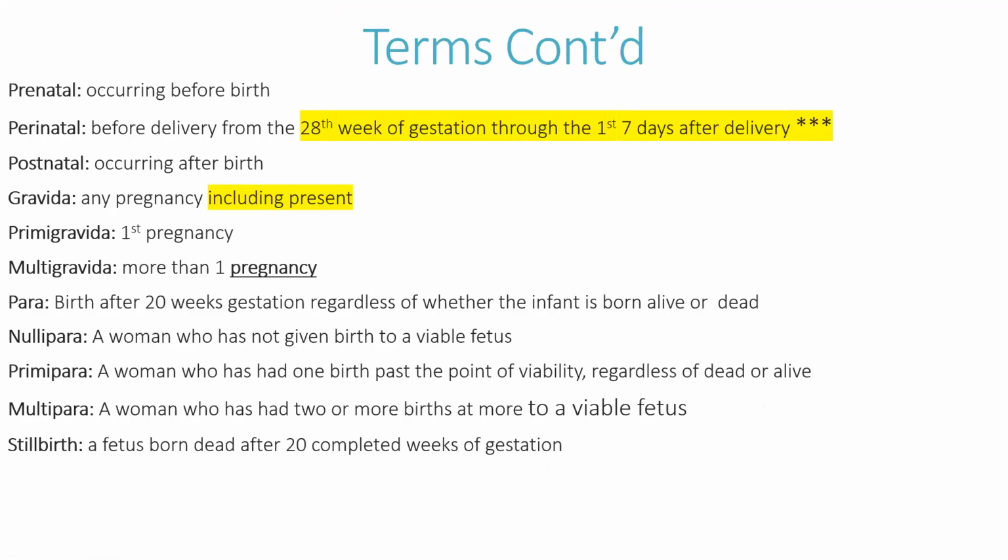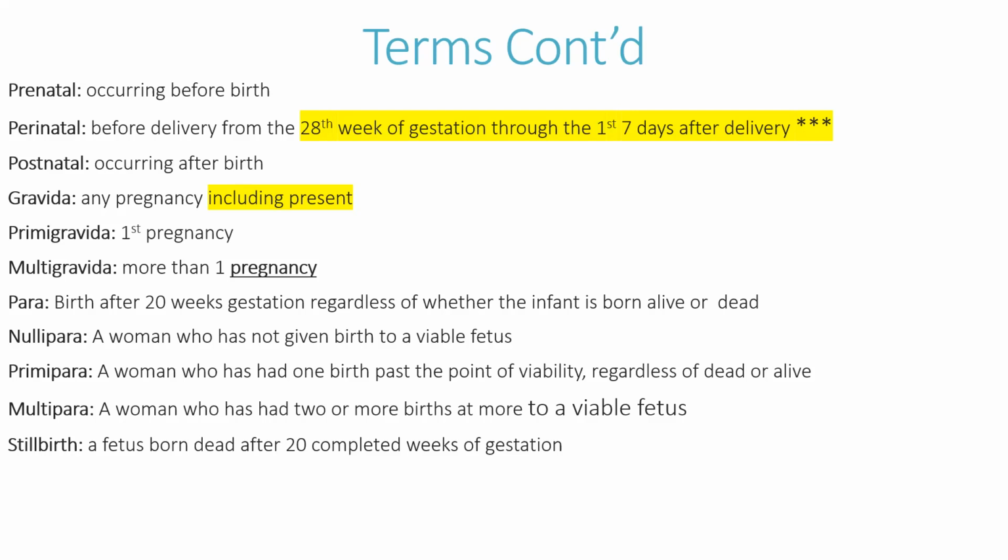More terms here: prenatal, occurring before birth; perinatal, before delivery, from the 28th week of gestation through the first 7 days after delivery. If anyone's wondering why 28 weeks, I believe it is because at that time surfactant of the lungs is finally produced, and our babies can breathe. After that, postnatal, occurring after birth.